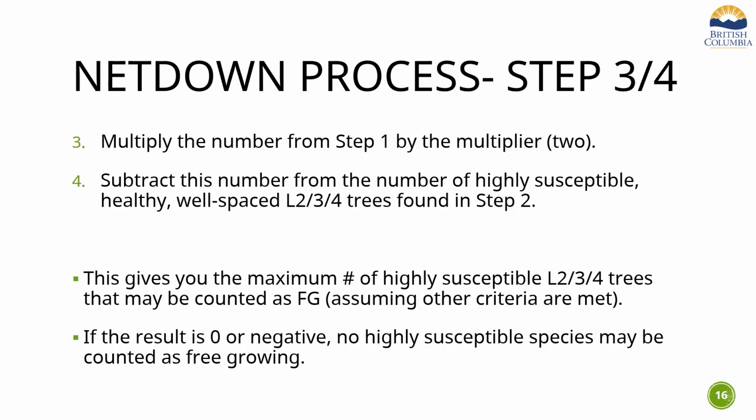Now, if the result is 0 or a negative number, that means that you cannot tally any highly susceptible species as free growing. However, as per usual, you can tally any species that aren't highly susceptible as free growing, assuming they meet all other free growing criteria.